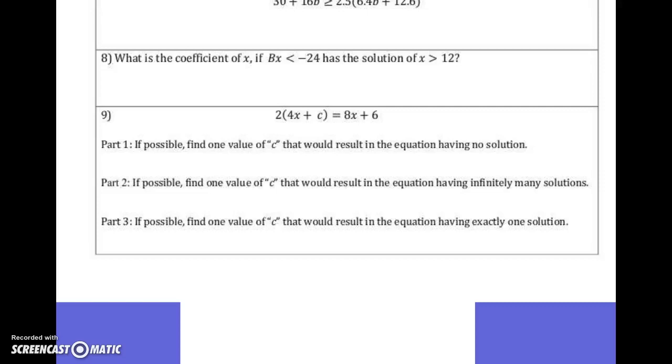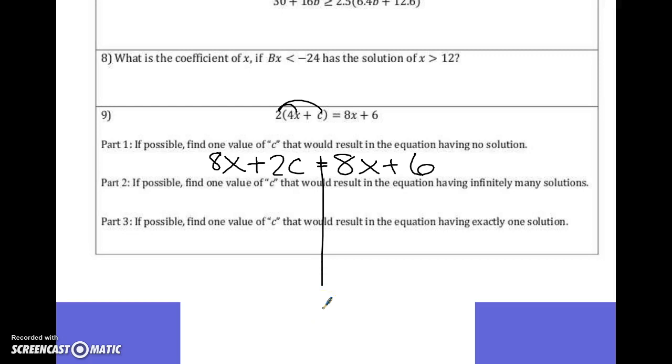Okay, number 9 on the test 1 review. It says, if possible, find one value of c that would result in the equation having no solution. So the first thing that would be helpful is to simplify this equation down. We can distribute: 2 times 4x is 8x, 2 times c is 2c, equals 8x plus 6.